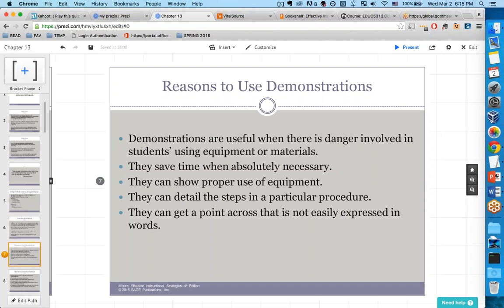And then with demonstrations, you can show procedures for a certain device or experiment setting step by step. And you can get across points that are not easily expressed in words just by showing. As I said in the beginning, remember the quote: by showing, visual, and by doing, people learn much faster and they retain that information much longer.